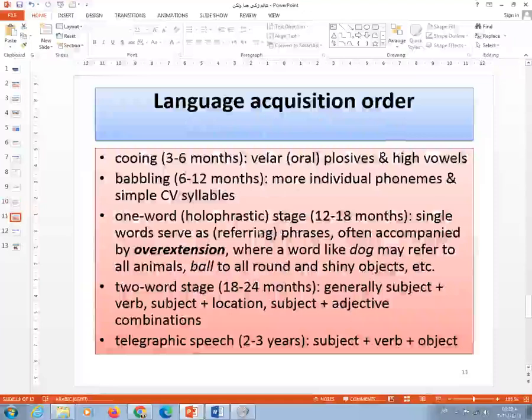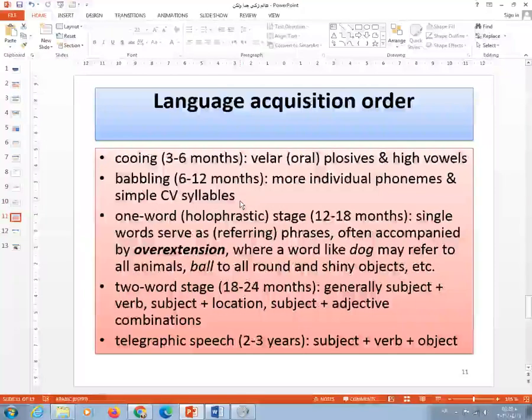We start with cooing, and from 2 to 6 months, oral and velar plosives and high vowels, babbling from 6 to 12, more individual phonemes, simple and CV syllables. We won't say that during babbling, human infants can pronounce all the sounds of all human languages, because this is the steady state, the initial steady state that has been mentioned by Chomsky.